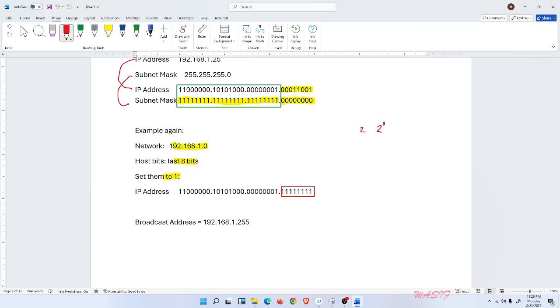If you take this number, 11111111, and do a binary to decimal conversion: 2 to the power 0, 2 to the power 1, 2 to the power 2, 2 to the power 3, 2 to the power 4, 2 to the power 5, 2 to the power 6, 2 to the power 7, which is 1, 2, 4, 8, 16, 32, 64, 128. If you make them all ones and add them, you will find 255. That is the last value that you can get, and this is the broadcast address, and you cannot use it on any device.